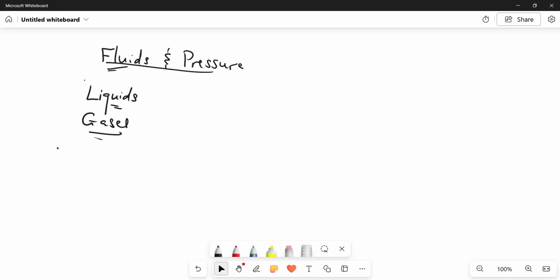There's so much science that has to do with fluids that we're not even going to scratch the surface. I'm just going to introduce to you some properties of fluids and how they behave and so on. And one of the things we'll talk about is how they behave under pressure, right? And that sort of thing.